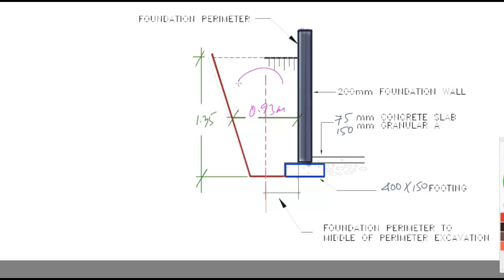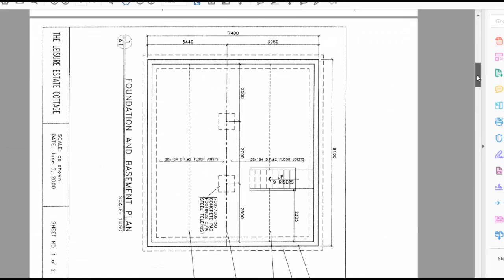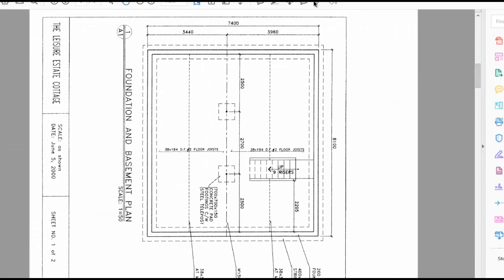All I need to do is work on the center line. I need to find out the center line. The center line here needs to be calculated. The rule to calculate the center line is the perimeter, which is this one for the footing, for the wall foundation. And the perimeter, if you look at the sketch again, is given as 7.4, this measurement, and the other measurement is 8.1.